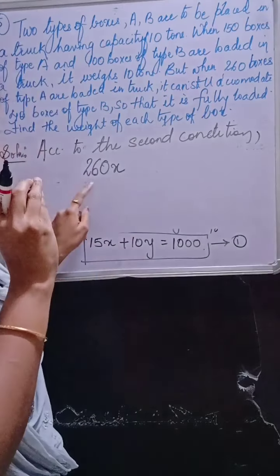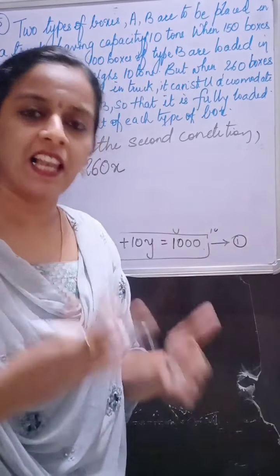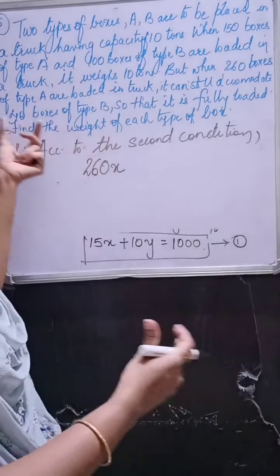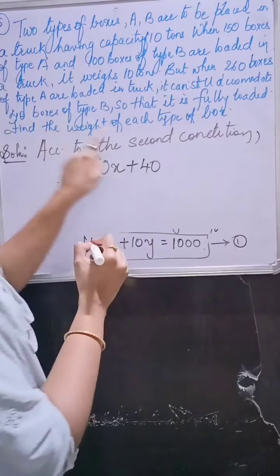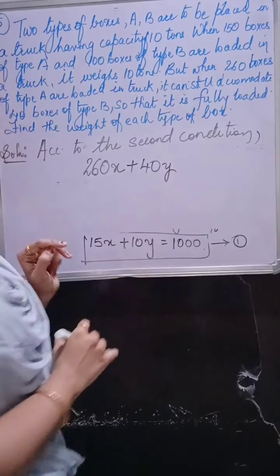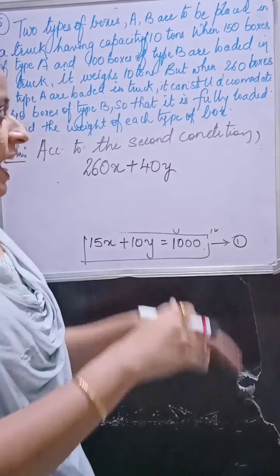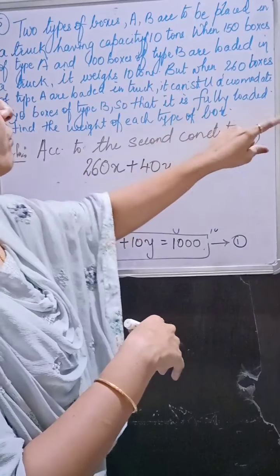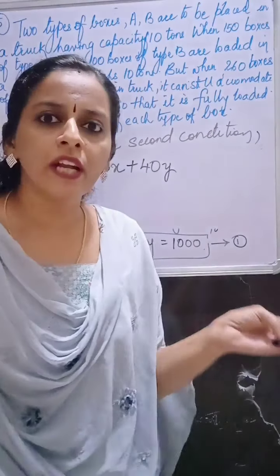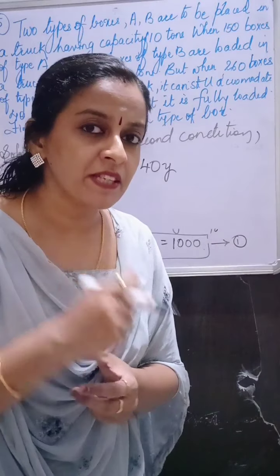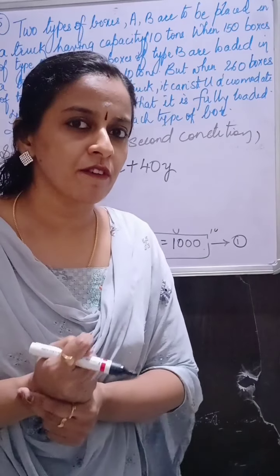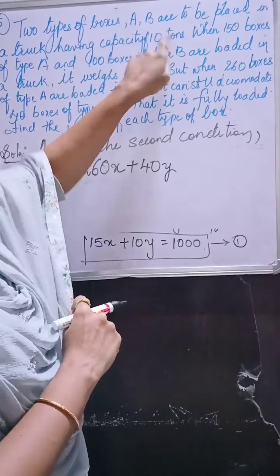If you keep 260 boxes of type A, you can still keep 40 boxes of type B. Type B means it is 40y, and when you do that, it is fully loaded. Fully loaded means the truck capacity is complete. What was the truck's capacity? What was the capacity of the truck? The capacity of the truck is 10 ton.